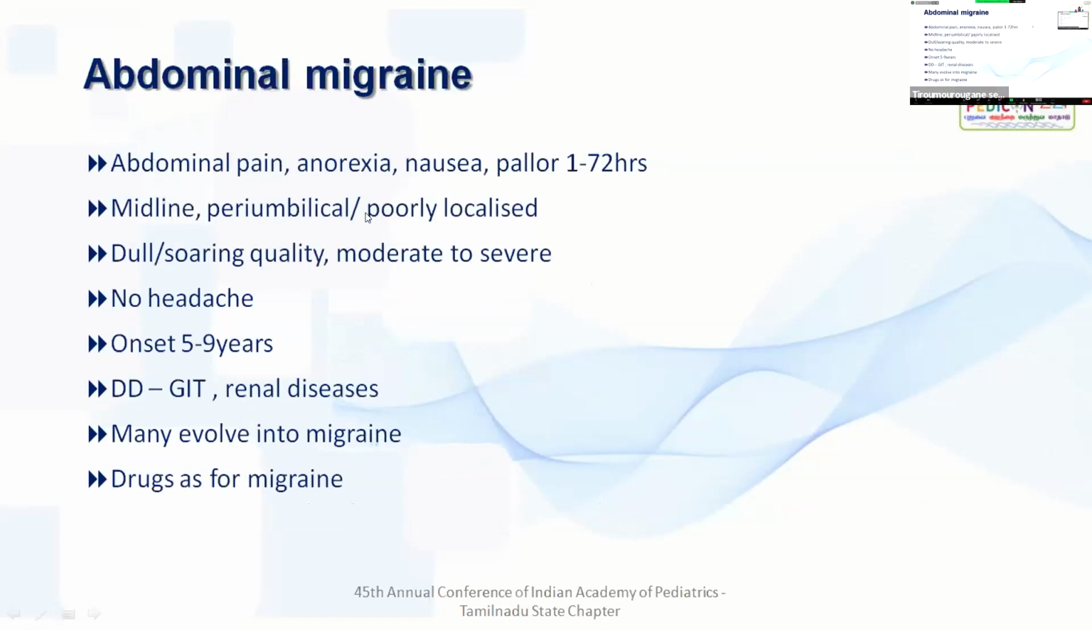Coming to abdominal migraine, there are episodes of abdominal pain along with anorexia, nausea, and pallor lasting 1 to 72 hours. The pain is usually poorly localized, midline, periumbilical, dull or sore in quality. There is no associated headache. Differential diagnosis includes gastrointestinal problems or renal diseases. Usually these children evolve into migraine in the adolescent age group.